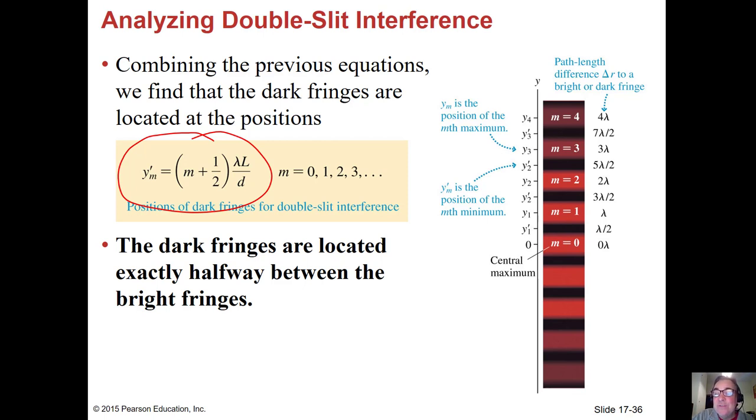Okay, so again, here's the central maximum. M is equal to 1. It goes the same way over on the other side. M is equal to 1. M is equal to 2. Those are the bright spots. So they're equally spaced apart. Like, for example, this distance is the same as this distance. Okay, and then this formula will give you the location of the dark fringes, or the dark spots, where destructive interference occurs.